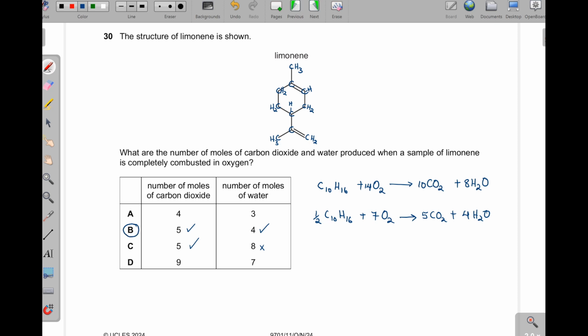So when they were saying a sample of limonene, it doesn't necessarily mean that we were burning 1 mole. Okay, it can be half or any other amount.